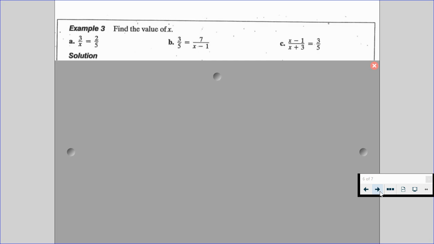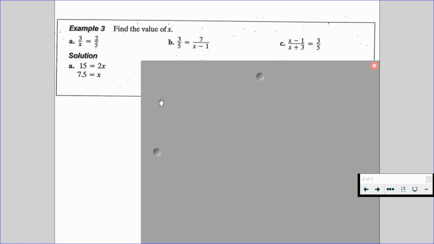In example number 3, we are asked to find the value of x for these three proportions. For A, we have 3 over x is equal to 2 over 5. For B, we have 3 over 5 is equal to 7 over x minus 1. And C, we have x minus 1 over x plus 3 is equal to 3 over 5. For A, we're going to use the means extremes here. We multiply 3 and 5 to get 15, and 2 and x to get 2x. Divide both sides by 2, and we end up with x is equal to 7.5.